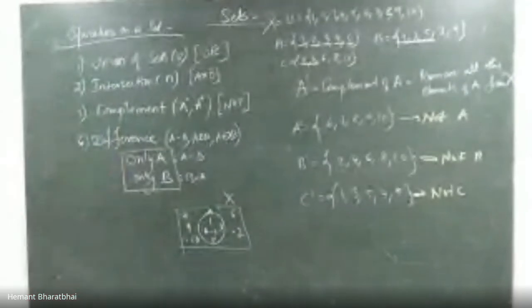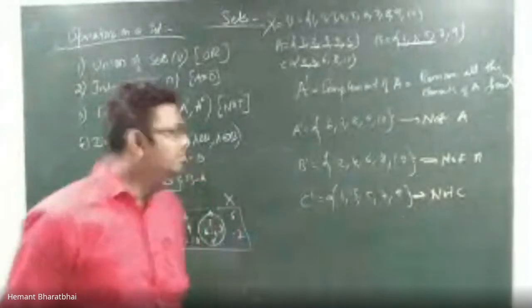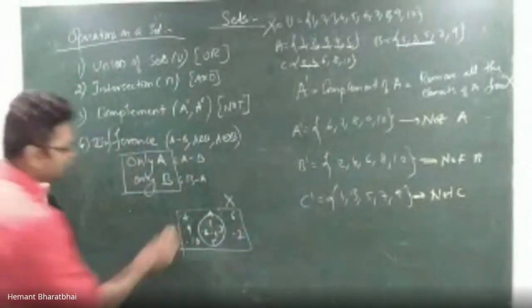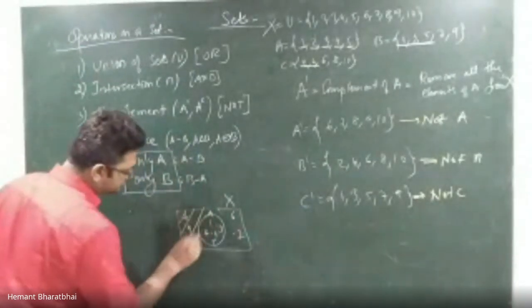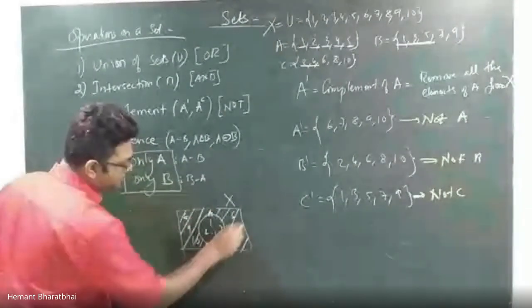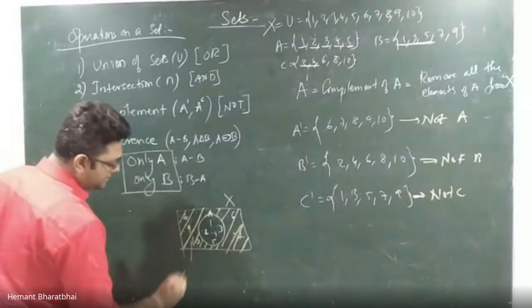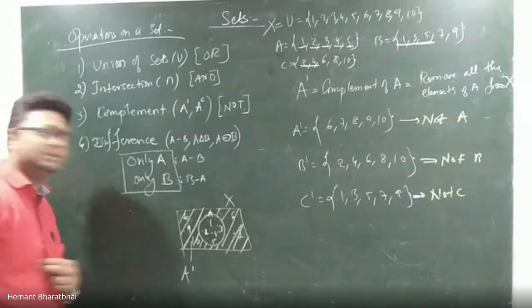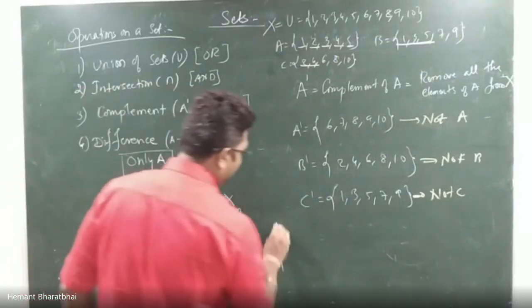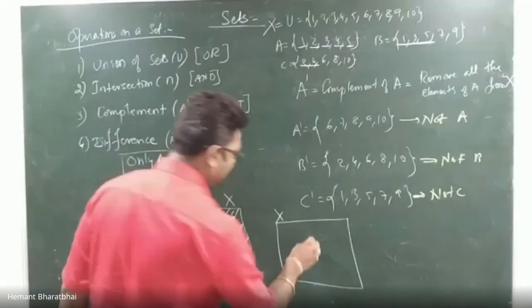So if I write A complement, the numbers which are there in A complement are 6, 7, 8, 9, and 10. So I'm going to shade this figure. This shaded portion indicates A complement. Similarly, suppose I am drawing B complement, then I'll write X over here.